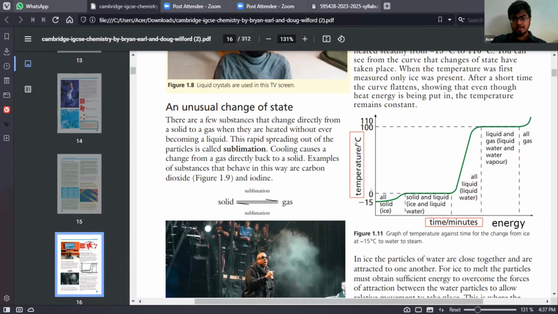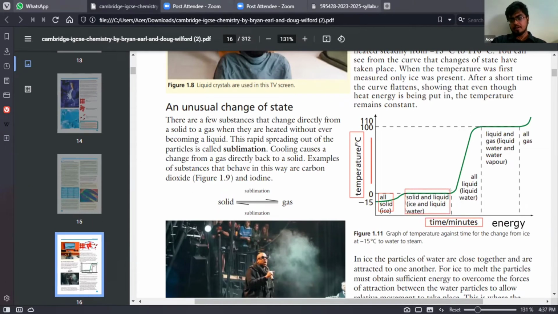As we keep on increasing our temperature, you'll see that in the start, you'll have all solid. Soon you'll have icy water, that is ice and also liquid water, a solid and a liquid.